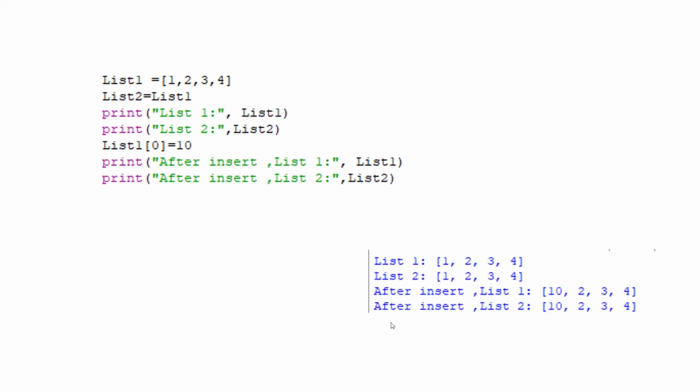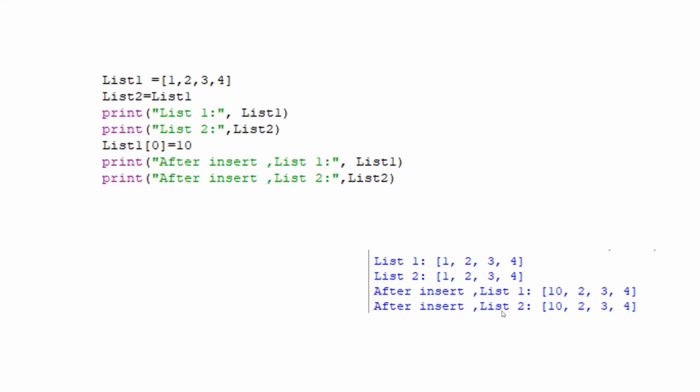So let us see the output here. Before this updation, both list 1 and list 2 are 1, 2, 3, 4. And after this updation, when we print list 1 and list 2, you can see that both the lists have changed. List 1 is 10, 2, 3, 4 and list 2 also changed to 10, 2, 3, 4. So we have changed the list using the variable list 1, but list 2 also changed.